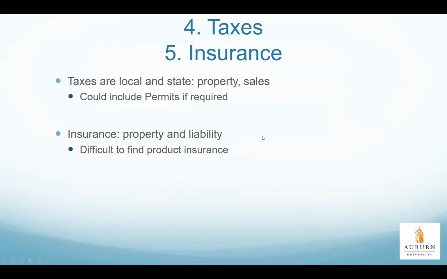Taxes and insurance, not going to go much into this because taxes can be applied locally, state, in terms of property tax or sales tax. It varies by region, by state, by country. And this could include permits. Sometimes you need permits to operate and need to get inspections and pay fees. So that would come under this item as well. Insurance, yes, you can get property insurance and liability insurance, but it's very difficult to find product insurance. You cannot find insurance very easily if you lose product and want to get reimbursed through an insurance company. That's not available at this time.